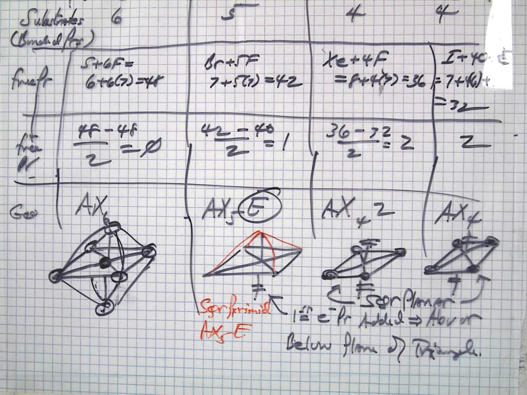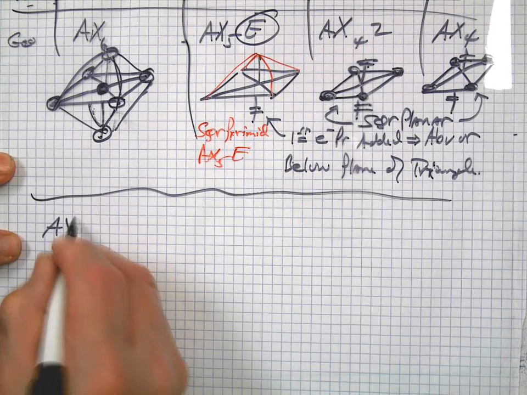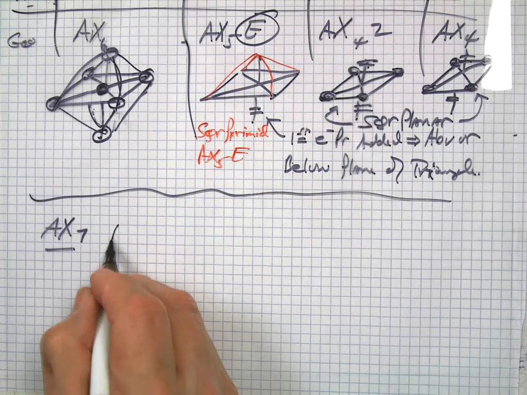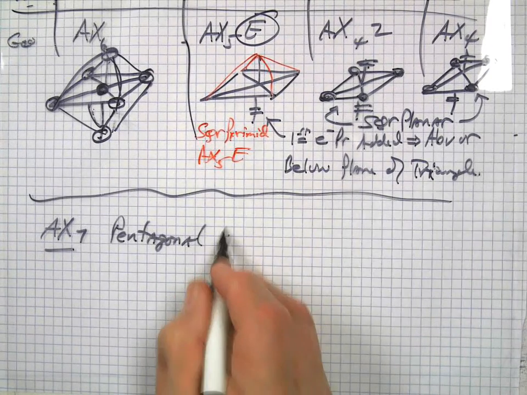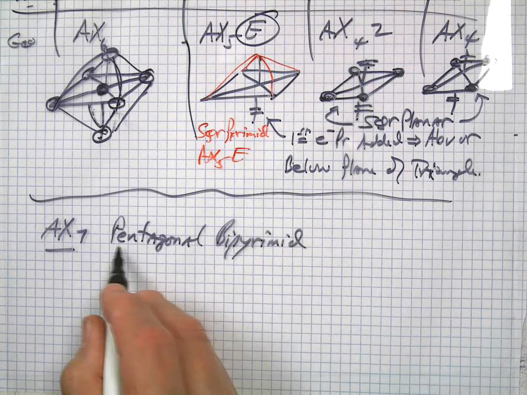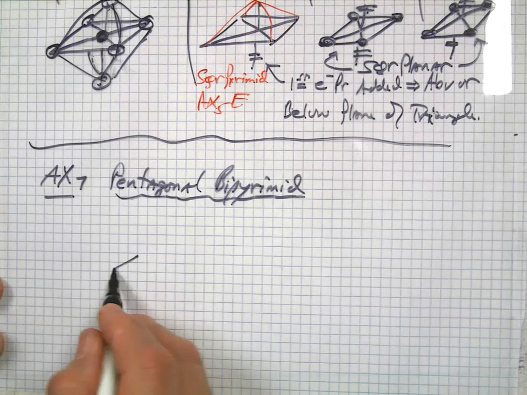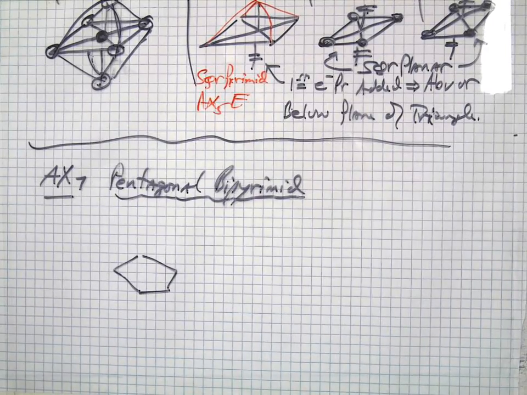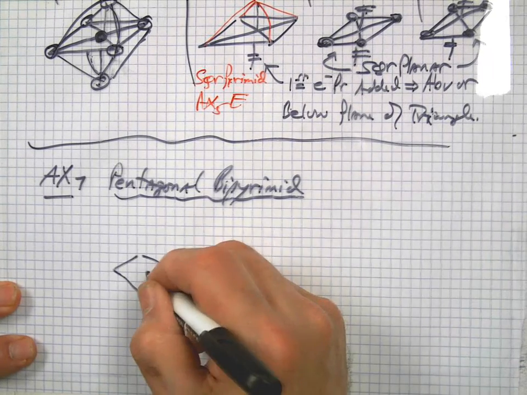The only one that's left in this collection is the AX7, and I'm not going to do the derivatives. I'm just going to show you this is a pentagonal bipyramid. And you have to draw this with a pentagon. You have to start with a pentagon like that. Like we started with a triangle, and then we did a square, now a pentagon. A dot in the middle and go straight up.